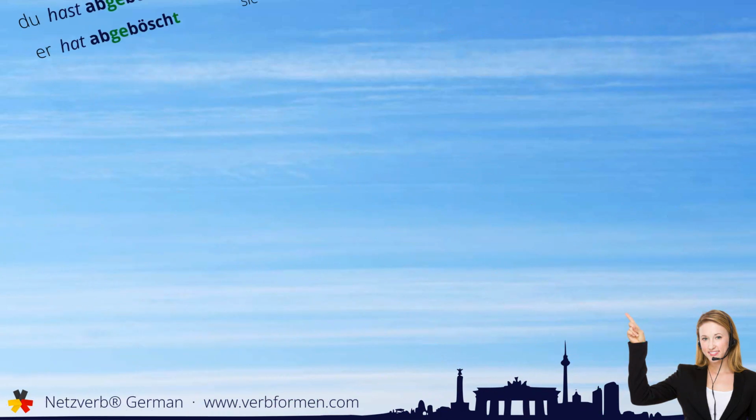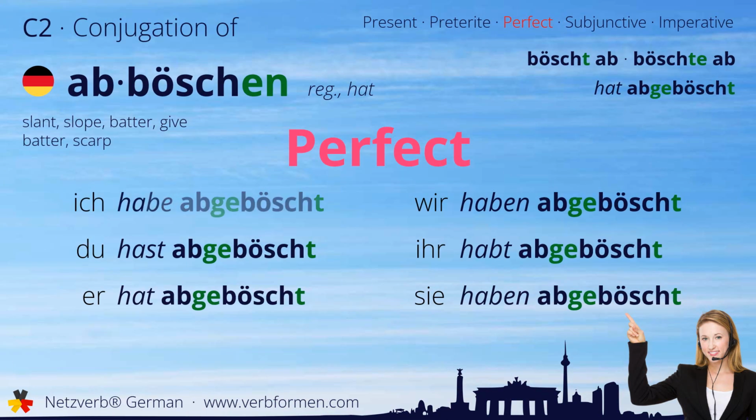Let's continue with the present perfect. Ich habe abgeböscht. Du hast abgeböscht. Hat abgeböscht. Wir haben abgeböscht. Ihr habt abgeböscht. Sie haben abgeböscht.